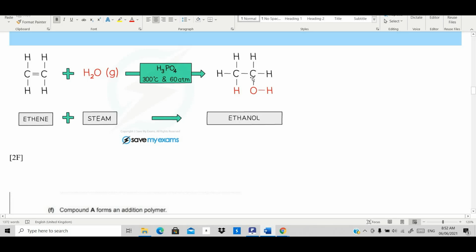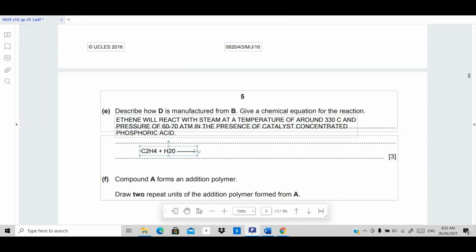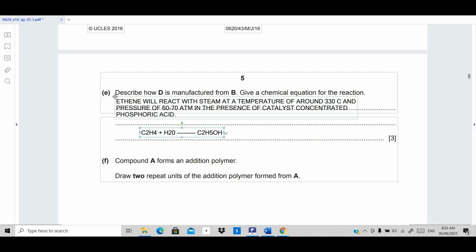We can write here C2H5 and OH. We need to take the O with the H, so we'll write it together at the last. Otherwise we need to mention all the carbon atoms and hydrogen atoms except for this. So there are two carbon atoms and five hydrogen atoms here, and we'll write this OH group at the last. So we can write our answer as C2H5OH, right? So this is the answer for part E.